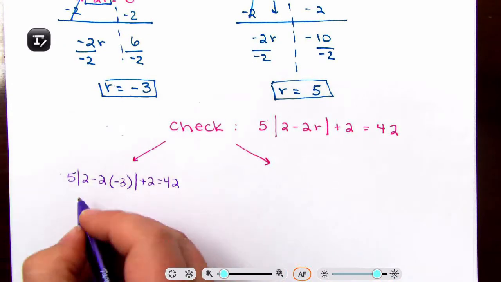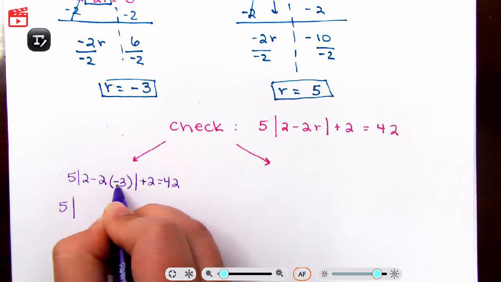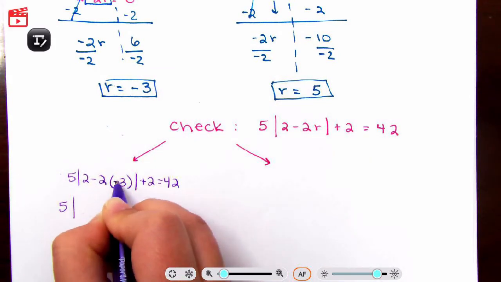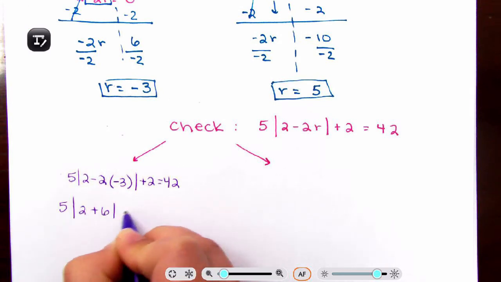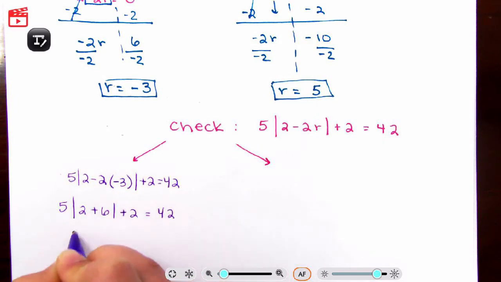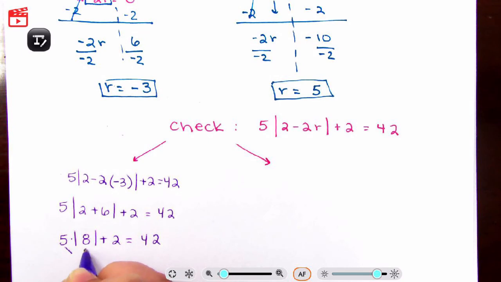Let me shift this up. Absolute value, treat that first. So I have a multiplication, so 2 times 3 is 6. Negative and negative is a positive, so I have 2 plus 6 here now, plus 2 equals 42. 6 plus 2 is 8. Just copy down the rest. 5, oh, before I even do that, the absolute value of 8 is 8 because it is already positive.